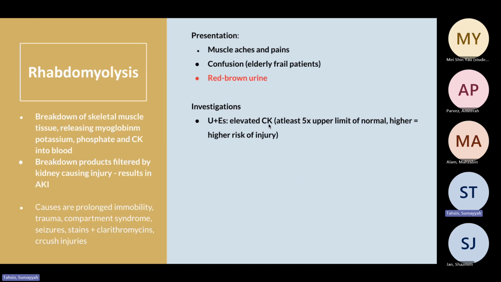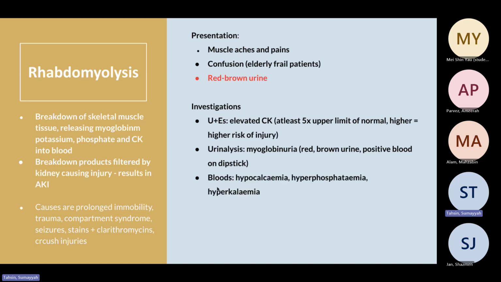If the creatine kinase is raised, but not as much as 5 times, then you might want to double think whether this is the diagnosis indeed. In urinalysis, you may see myoglobinuria, so a red-brown urine, and then positive blood on dipstick. And then on their blood tests, you might see hypocalcemia, because myoglobin binds the calcium, so the excess calcium will be taken up by the myoglobin, and therefore the serum calcium would decrease, hyperphosphatemia, and then hyperkalemia.